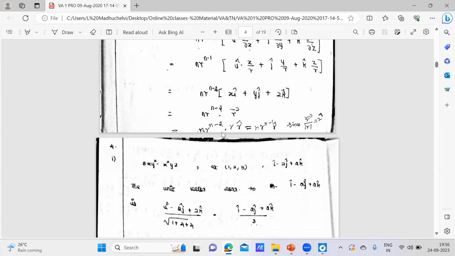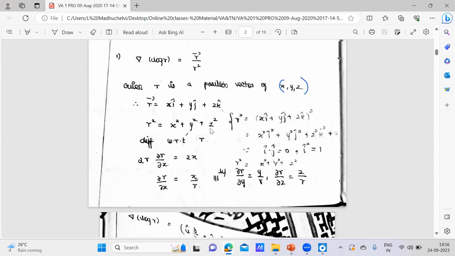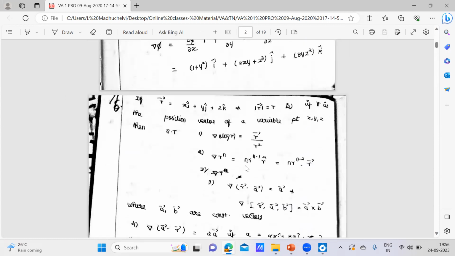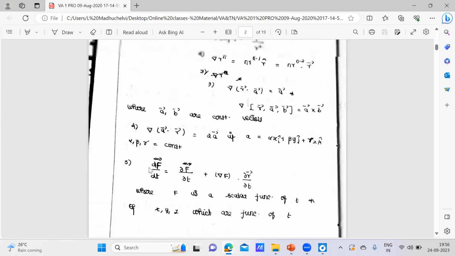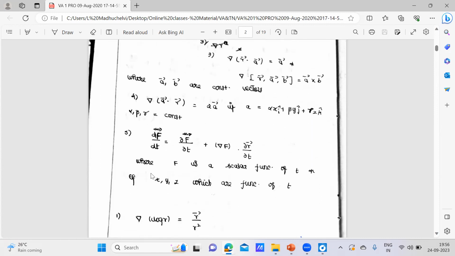Next we can simplify, that is r vector equal to r into r cap. So we are getting n into r power n minus 1 into r cap. So we proved that del of r power n equal to n into r power n minus 1 into r cap or n into r power n minus 2 into r vector. Next, we are going to prove del of r dot a equal to a vector.